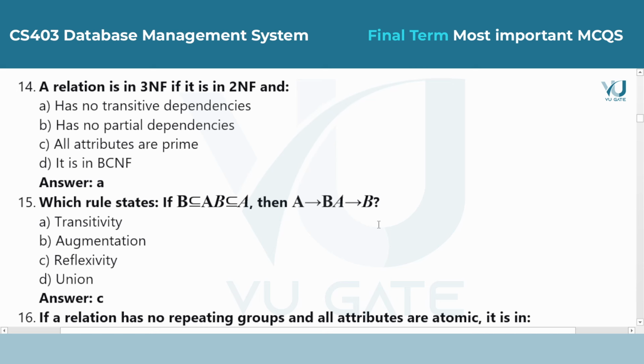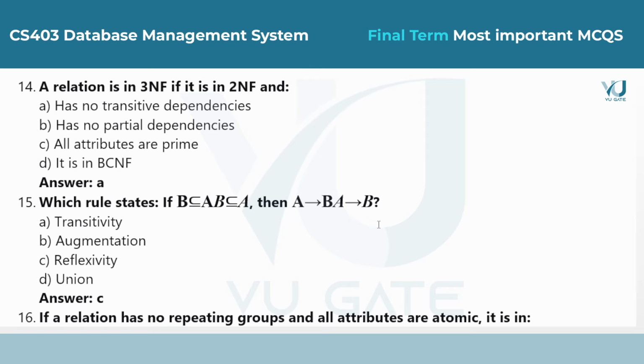Question 14. A relation is in 3NF if it is in 2NF, and answer is option A, has no transitive dependencies. To reach 3NF, you must ensure that no non-key attribute depends on another non-key attribute. Everything must depend directly on the primary key.